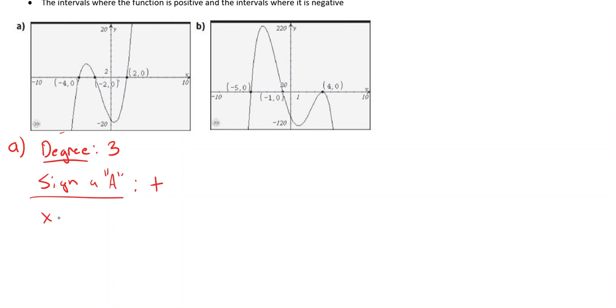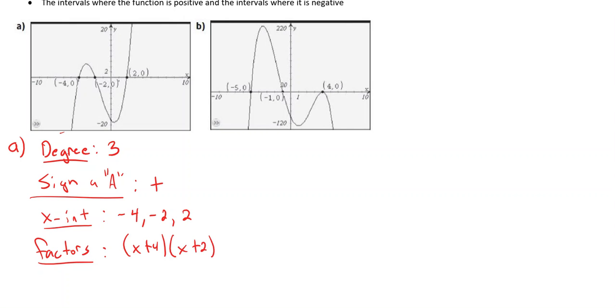Okay, the x-intercepts. X-intercepts here would be -4, -2, and 2. So then we know our factors in this case would be x plus 4 times x plus 2 and then x minus 2.